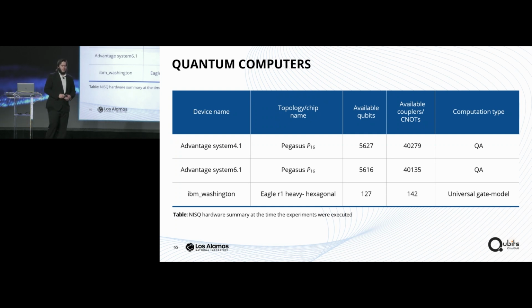Here's the summary table of what the three device names are, what their topologies are, how many available qubits are on these devices, how many couplers or CNOT gates there are, and what the computation type is. So the distinction here being D-Wave being quantum annealing hardware and IBM Washington being a universal gate model device.